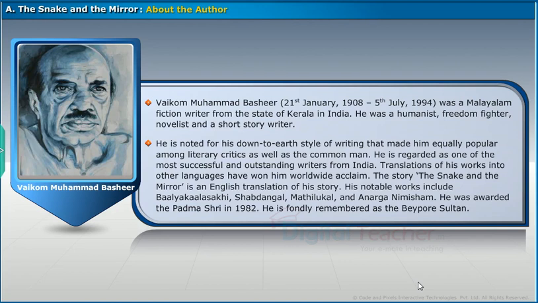He is regarded as one of the most successful and outstanding writers from India. Translations of his works into other languages have won him worldwide acclaim. The story, The Snake and the Mirror, is an English translation of his story. His notable works include Balyakalasakhi, Shabdangal, Mathilukal, and Anargha Nimisham. He was awarded the Padma Shri in 1982. He is fondly remembered as the Beypore Sultan.